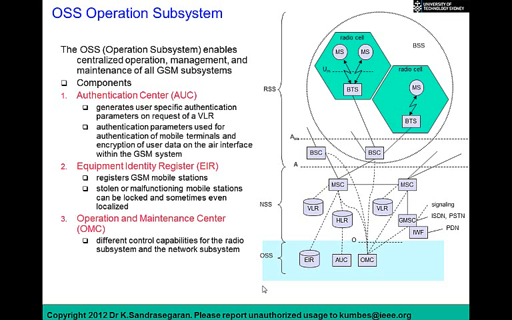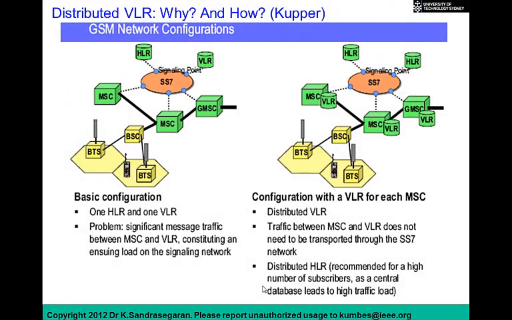And then the third and most important part for an operator is the operation and maintenance center, through which an operator can control a number of parameters in the BTS, in the BSC, and any network element in a mobile network.